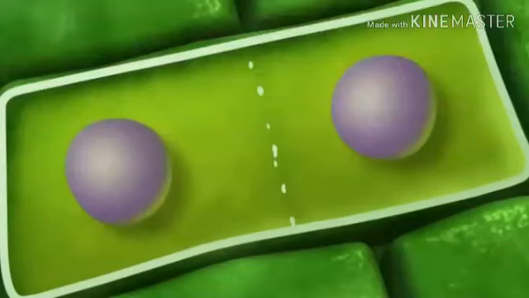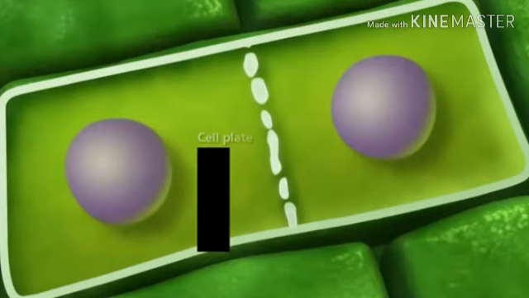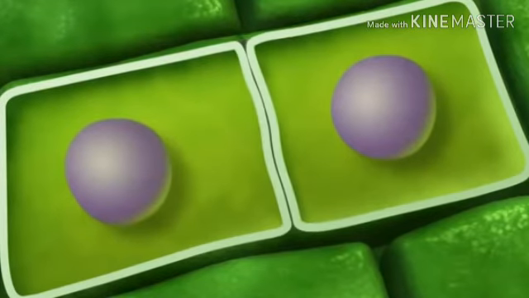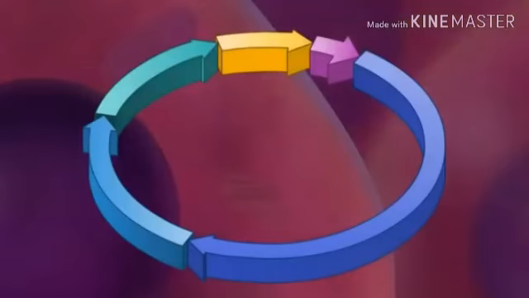In plants, the cell wall cannot be constricted by actin fibers. Vesicles from an expanded membrane form a partition called the cell plate. Like animal cells, plant cells use cytokinesis to finish the division of the contents of the cytoplasm between the two identical daughter cells.